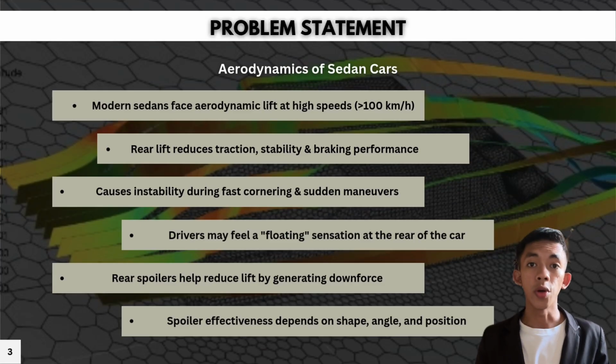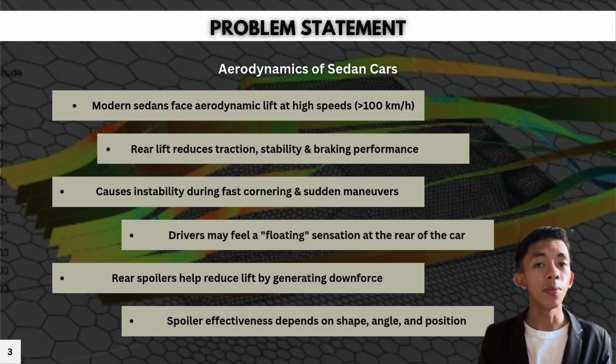To solve this, we conduct a simulation using ANSYS Fluent to analyze the effect of different spoiler design on airflow. Our hypothesis is that by optimizing the spoiler shape, angle, and position, we can reduce rear lift, increase downforce, and improve the car handling without causing too much drag. In this presentation, we will show how computational fluid dynamics help us evaluate and compare each spoiler's performance, and how the right design can significantly enhance both stability and safety at high speed.